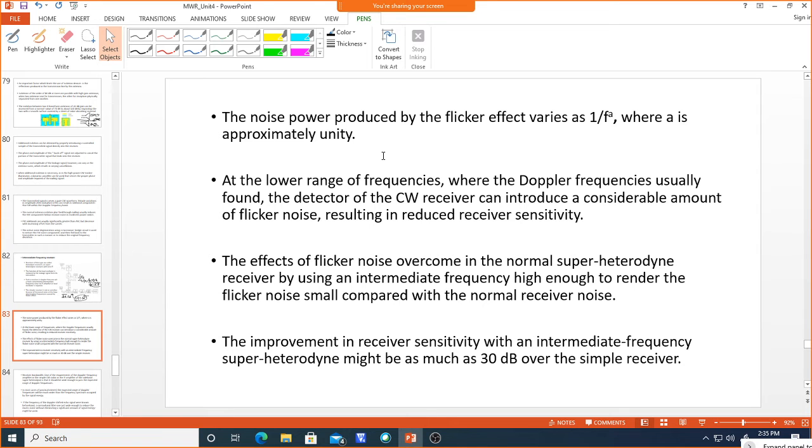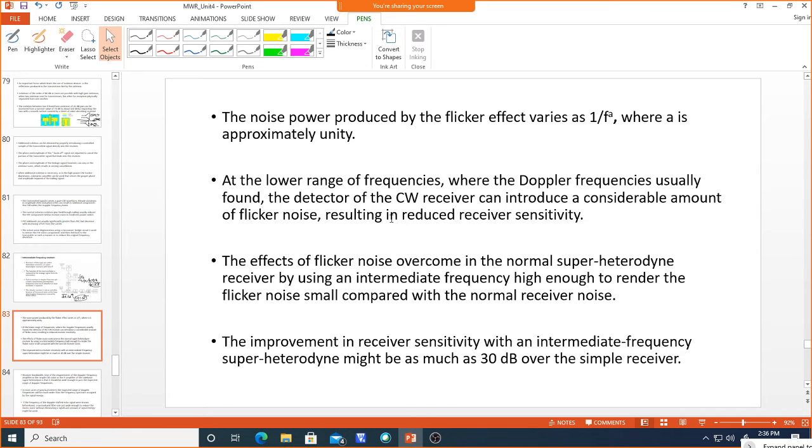Now the noise power produced by the flicker effect, as I said, will vary as 1 by f to the power a, where a is approximately unity for a particular radar. At the lower range, where the Doppler frequency is usually found, wherever we detect the Doppler frequencies, the detector of this continuous wave receiver can introduce a considerable amount of flicker noise. Because of the lower range of frequencies, the continuous wave receiver detects this flicker noise and it will reduce the receiver sensitivity.